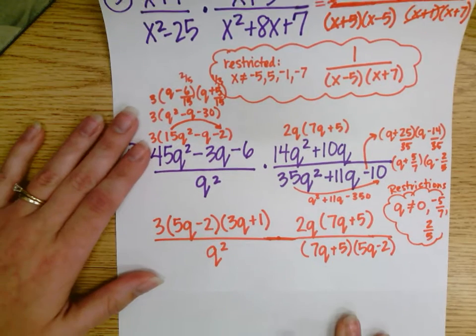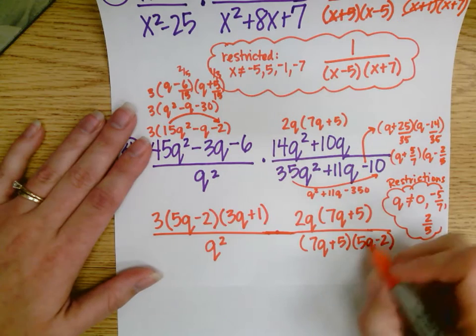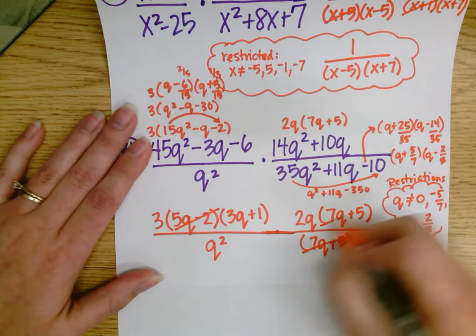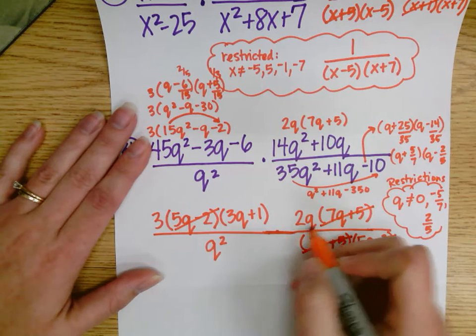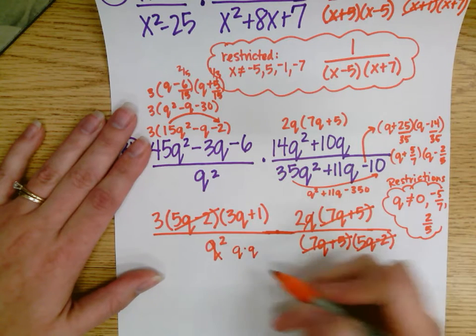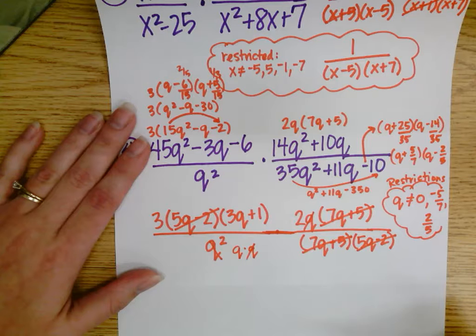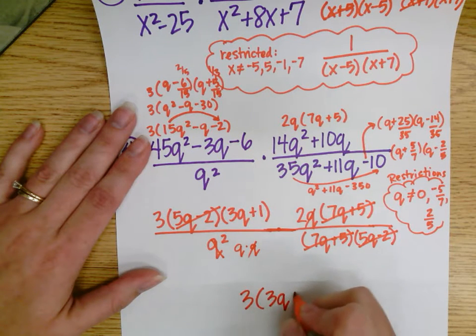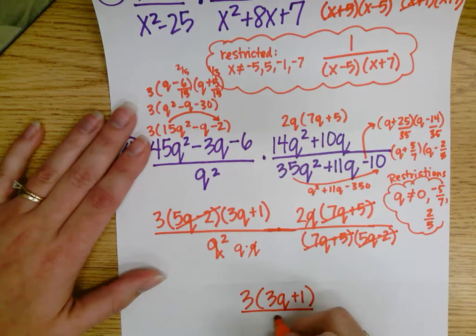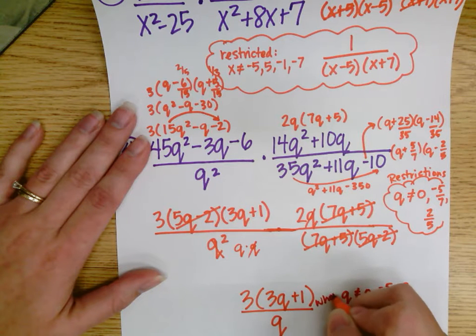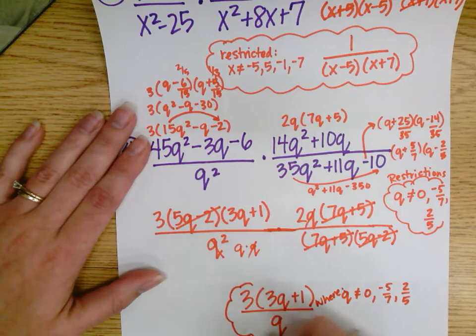Alright, so then let's see what cancels. Got 5q minus 2's, 7q plus 5's, and then I have a q on top and basically q times q, right, on the bottom, so I'm going to cancel out one of the q's. A lot of stuff canceled, so let's see. We've got 3 times 3q plus 1 all over q. And q is not allowed to be 0. I'm just going to get this down here with everything else because it kind of had all of that stuff separated.